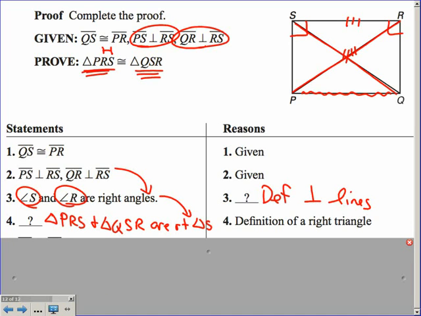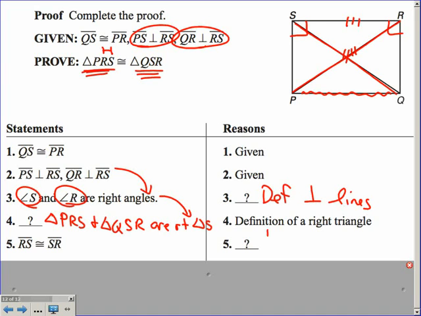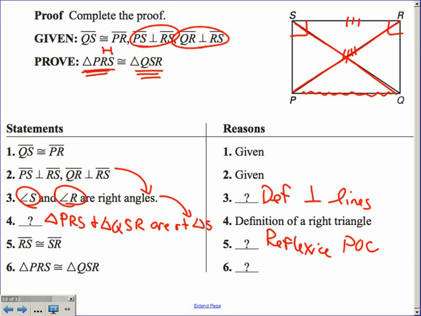From there, we're just going to talk about, let's see, this thing's congruent to itself. Again, for like the fifth time, the reflexive property of congruence. And finally, since that's a hypotenuse and a leg, we can prove these two triangles congruent by hypotenuse and leg.